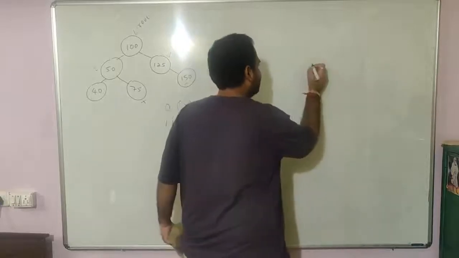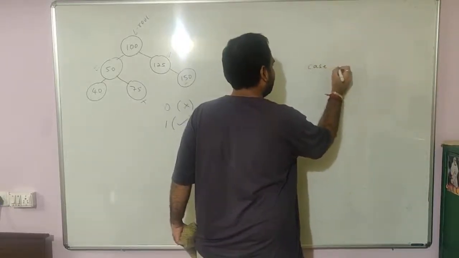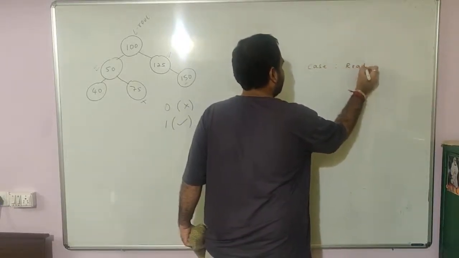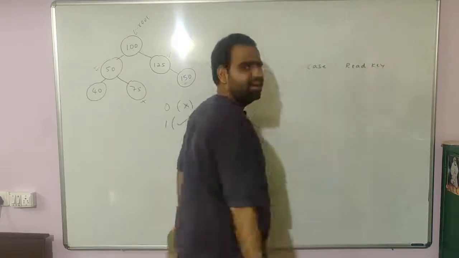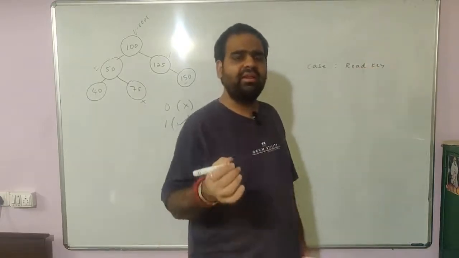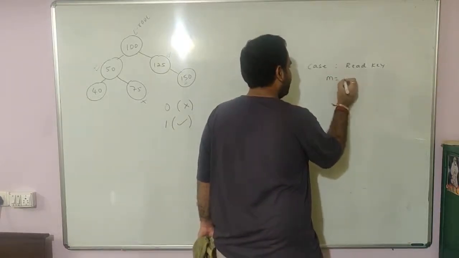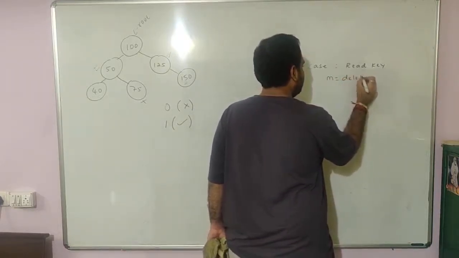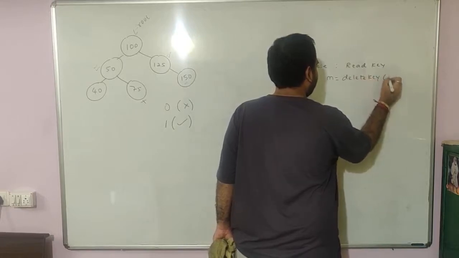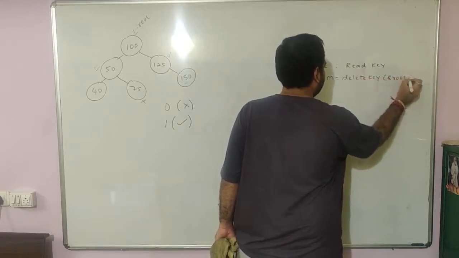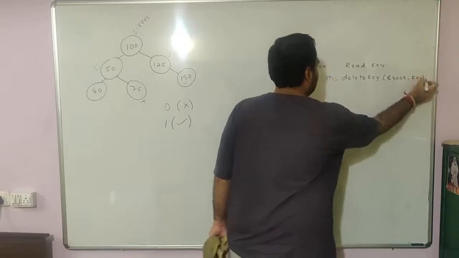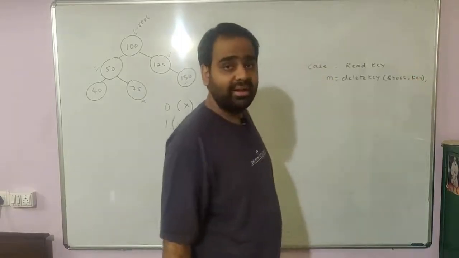Therefore, how do we write the case over here? In the case, you write read key. Now you have to read the key. Suppose you want to delete 10, 25, 100, 255, anything. Then what do we say? We say m is equal to deleteKey of &root, key. Now why is it &root? Because the value of root might change.